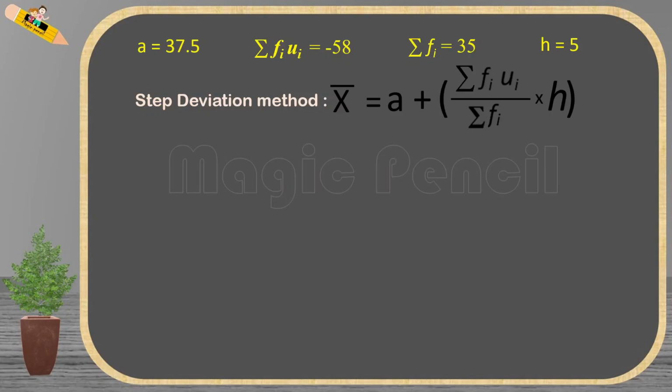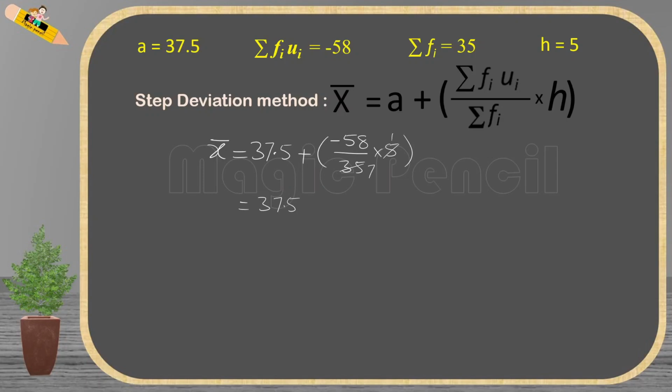Now let us substitute all these values in the formula, and we are using the step deviation method here. So x bar is equal to a, 37.5, plus sigma fi ui, that is minus 58, by sigma fi, that is 35, into height of the class 5. So when you divide, 5 ones are 5, 5 sevens are 35.